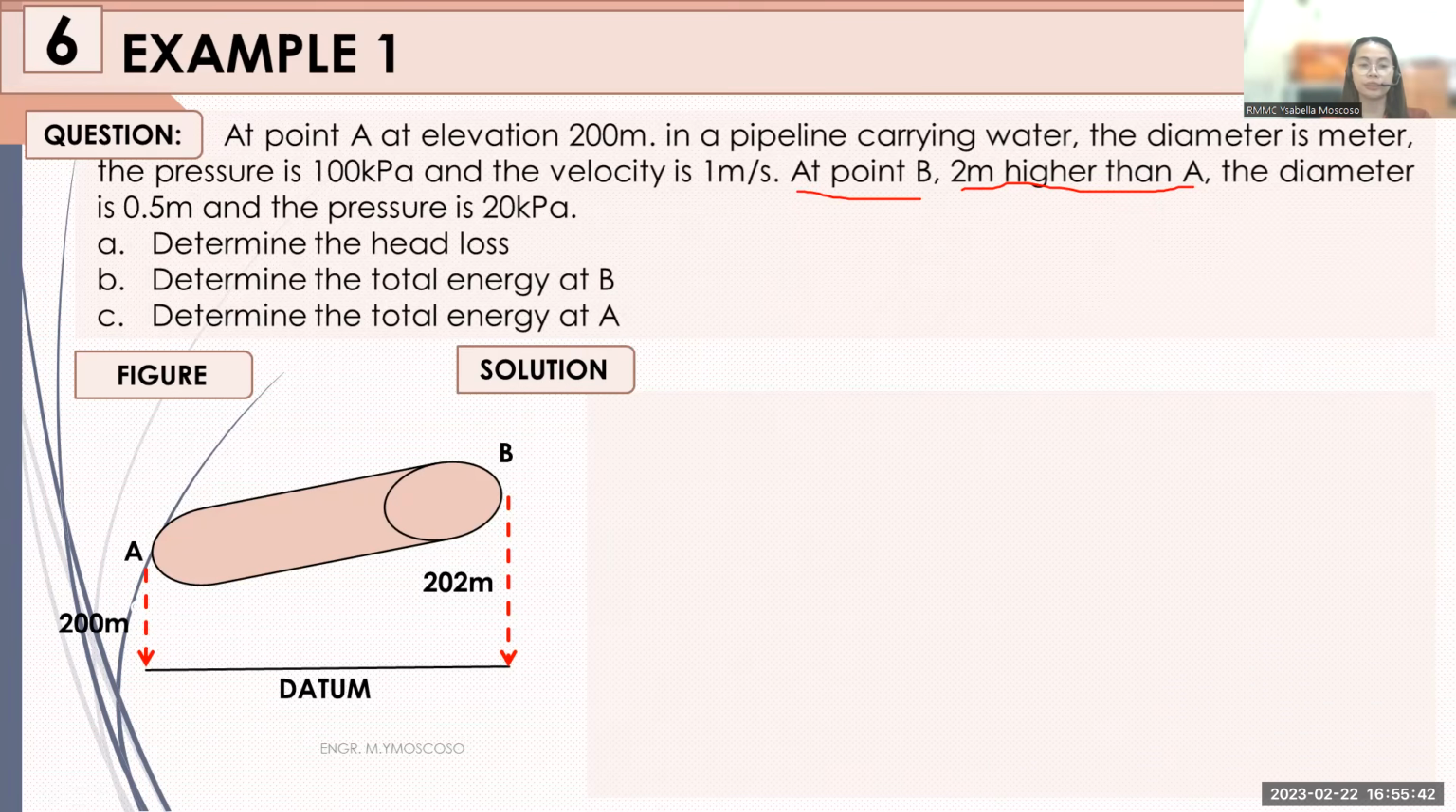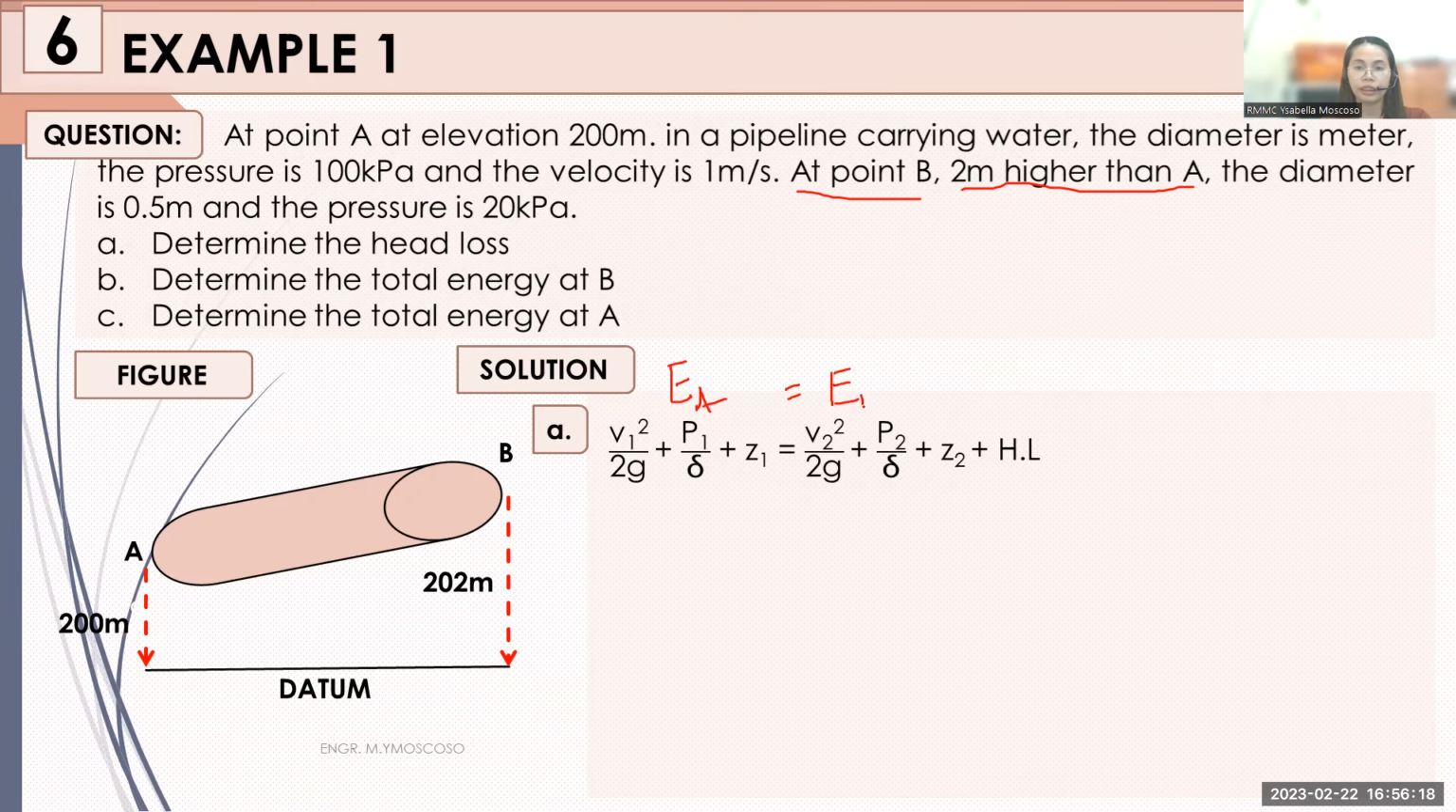Okay, so as a solution, you have 2 points here, no? Point A and point B. Hahanapin natin yung head loss. Hindi ninyo magagamit yung major head losses dito, yung Darcy-Weisbach, yung Manning's, and your Hazen-Williams. It's because walang coefficient na binigay. Therefore, hindi ninyo yun magagamit. Makukuha ninyo lang yung head loss using the Bernoulli equation. Okay? So, you will have this one, no? Energy 1, or energy at A, is equal to energy at B plus the head loss.